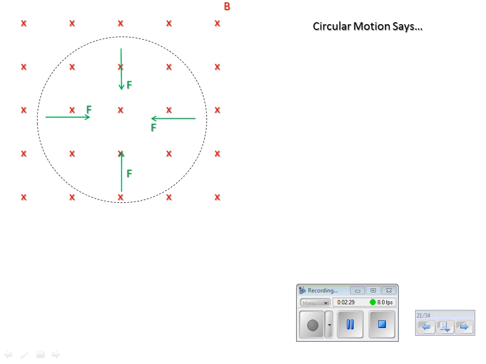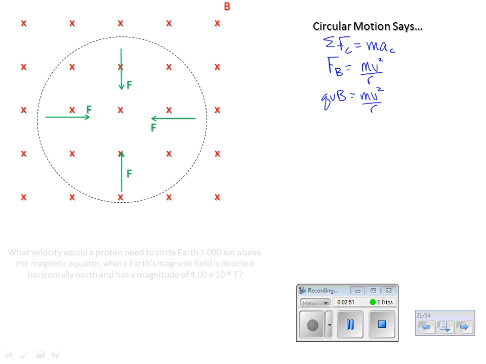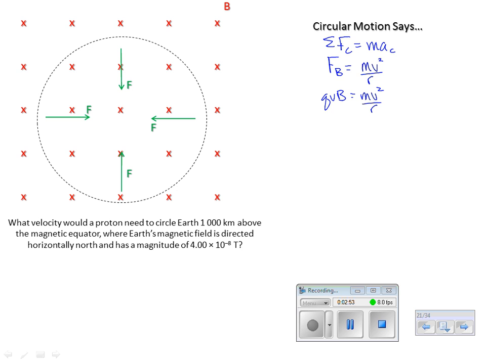So we can apply some circular motion theory here and say that the net centripetal force is ma_c, or really that the magnetic force is mv squared over r, or that qvB is mv squared over r. And of course, we can get rid of a v there and do a little algebra. That's a very common connection to make between two topics with some darn good physics: circular motion and here magnetic forces.